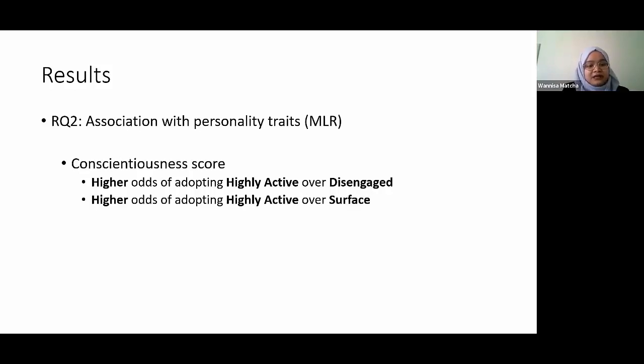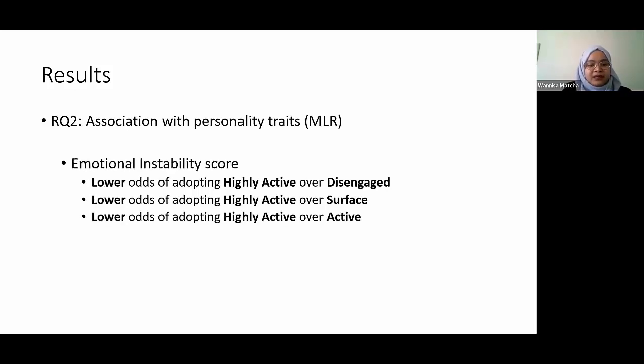An increase of 1 unit in the conscientiousness score shows a positive association with higher odds of adopting the highly active strategy over the disengaged and surface strategy. Emotional instability was negatively associated with the likelihood of using the highly active strategy over the disengaged, surface, and active strategy groups.